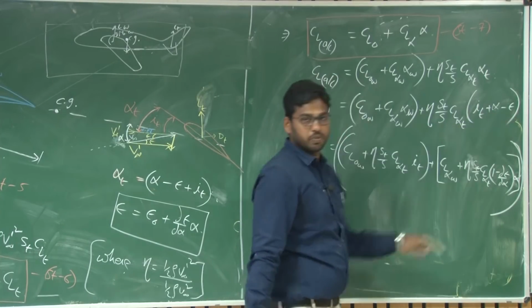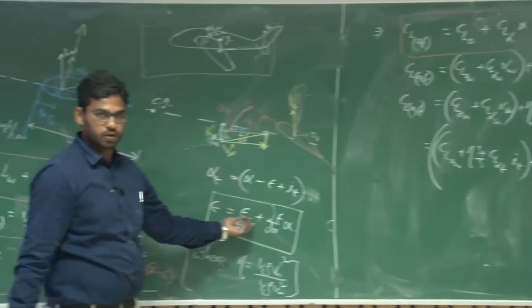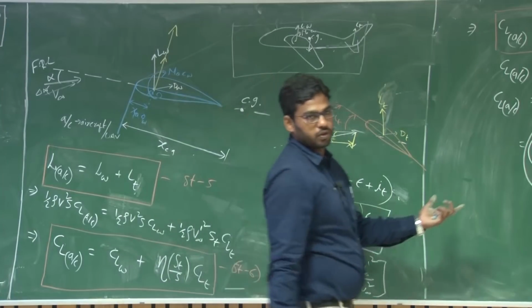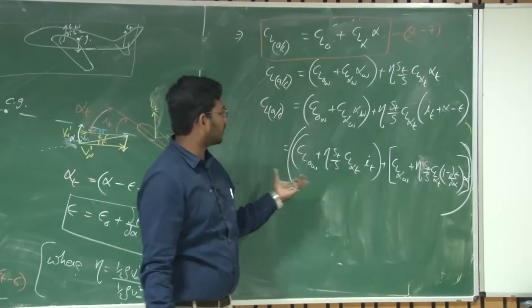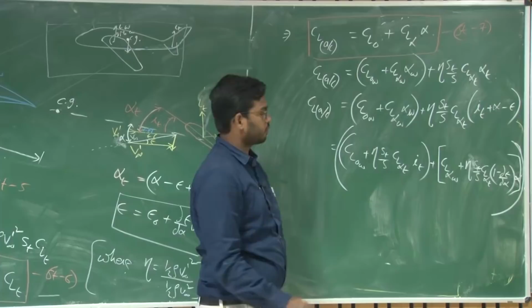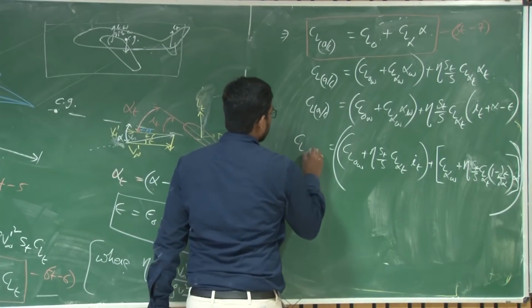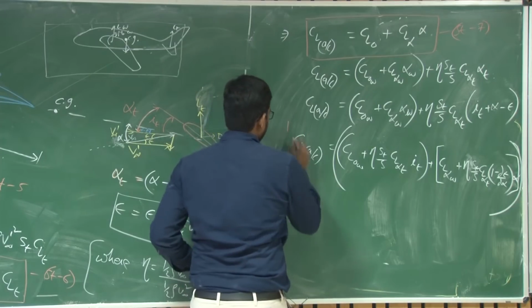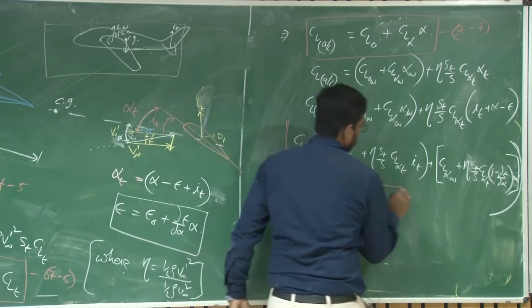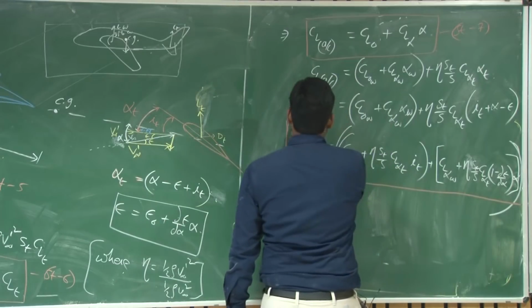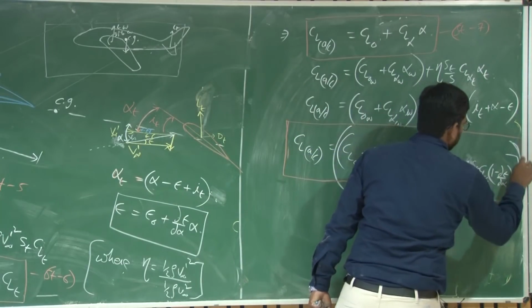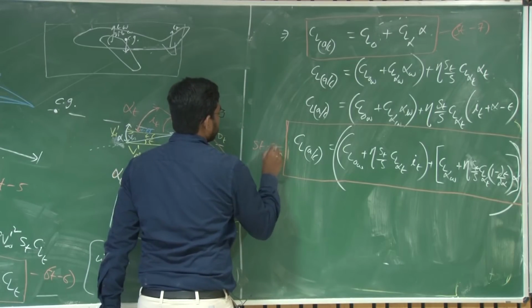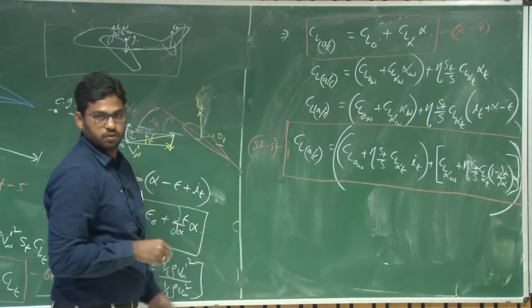So substituting epsilon here, assuming epsilon naught as 0, you take alpha common from that, separating the constant and the coefficients of alpha. So this is CL of the entire aircraft. Consider this as stability equation 8.